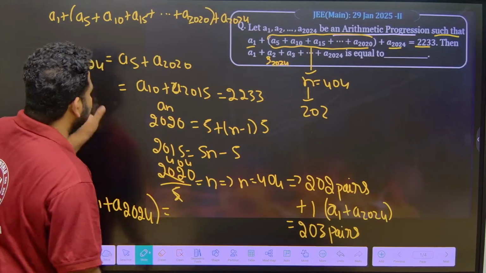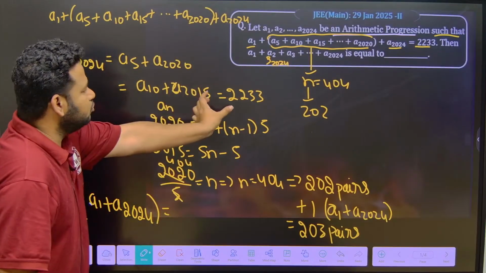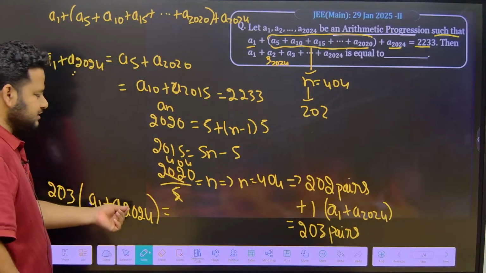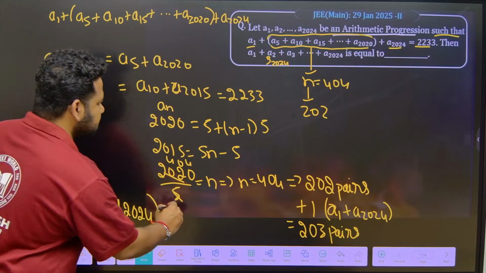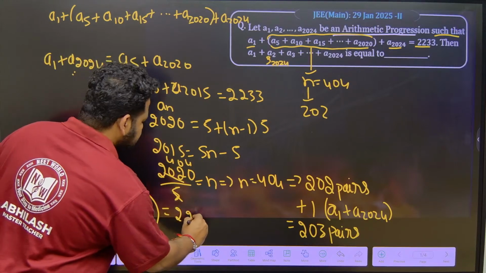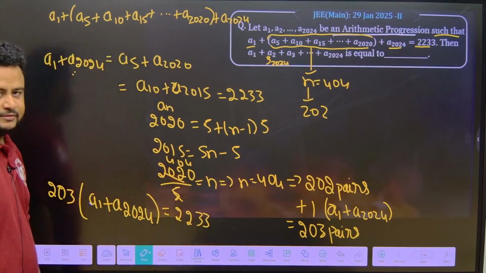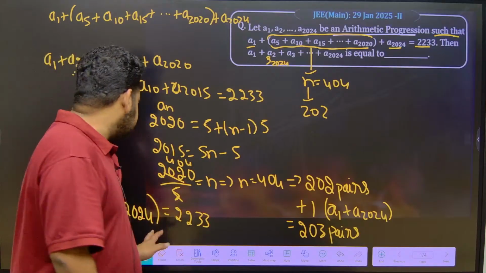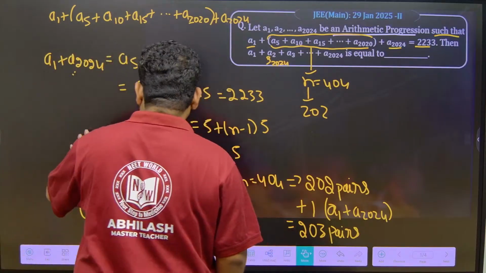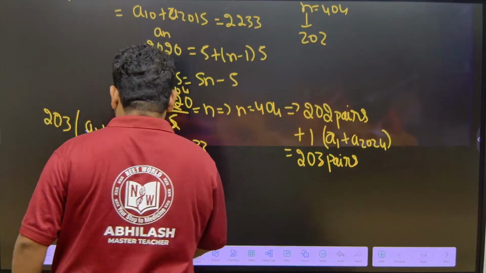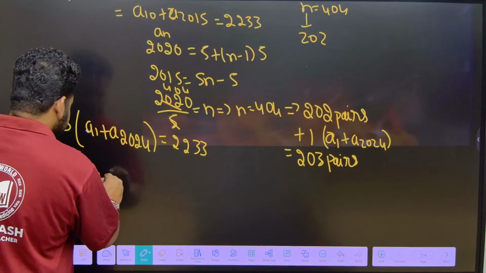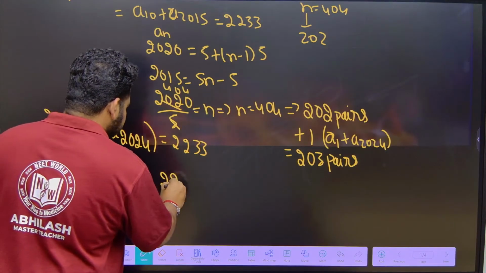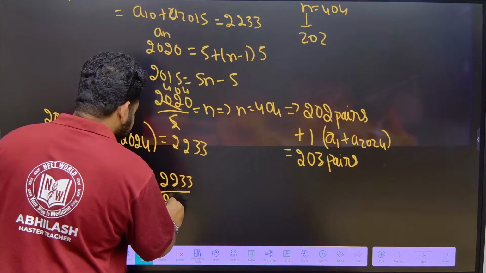A2024. This is equal to what? This is equal to 2233, because 203 pairs into A1 plus A2024 gives us 2233. This is what we have now. Now what we have to do? Just let us simplify here. A1 plus A2024 will be equal to 2233 divided by 203.